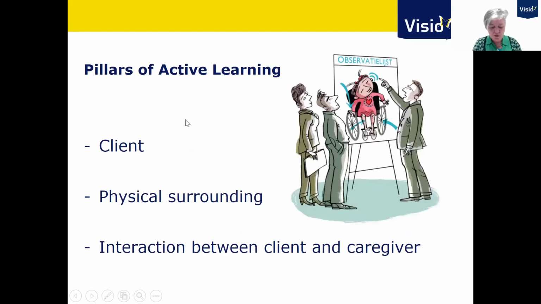So let us now look into the theoretical base of the approach of active learning. How do we know what kind of special materials or objects we must choose to activate this person? And how do we know how to stimulate this person to make physical contact with the objects? There are 3 pillars of active learning, and we need to have more information about all 3 before we can create an active learning surrounding.